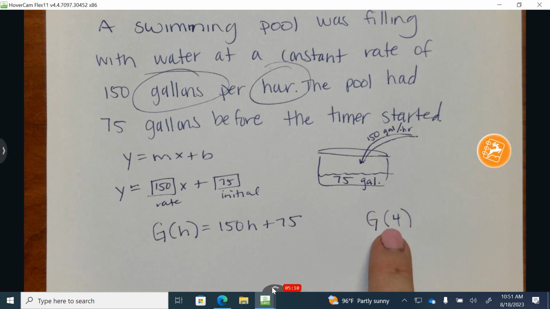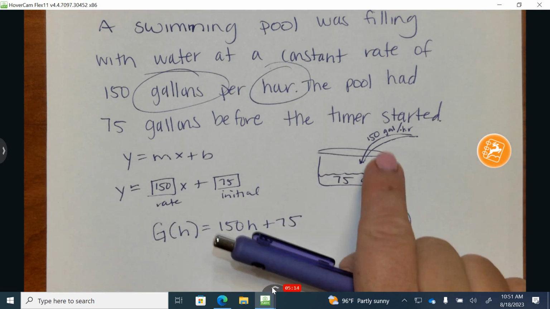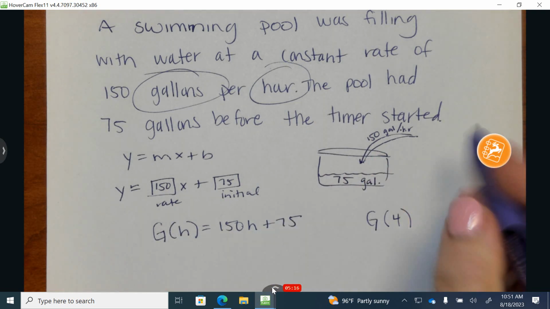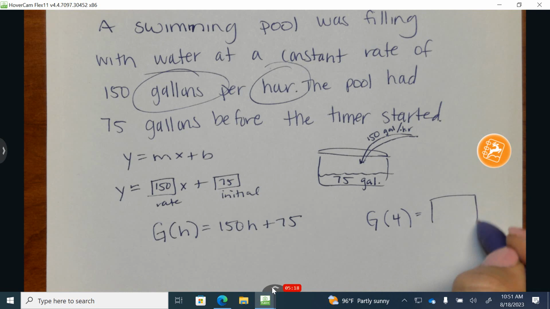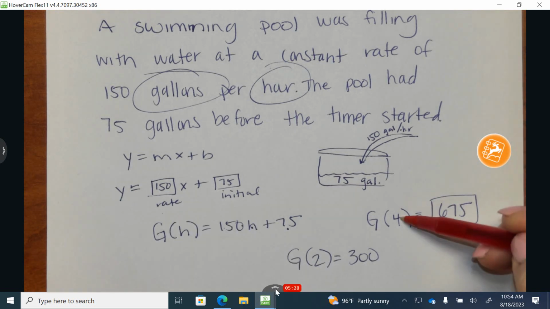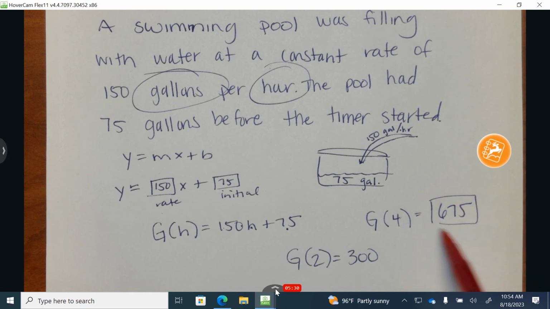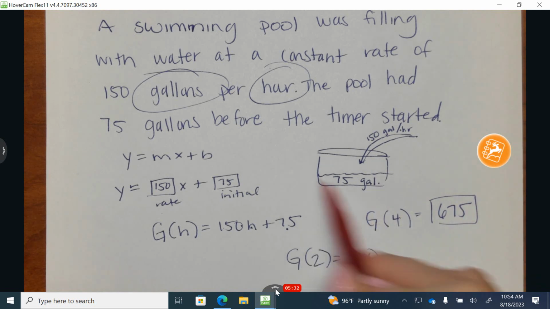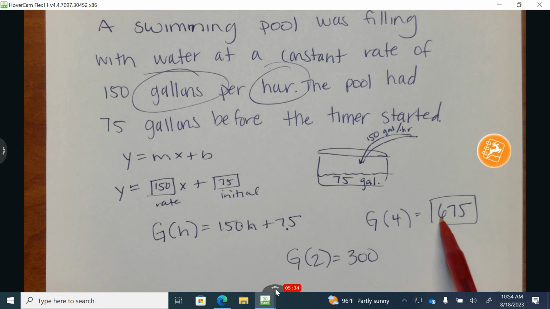If the timer tells me when to stop and measure the water after 4 hours, exactly 4 hours, how much water can I anticipate will be in the pool? So this statement right here says that after 4 hours, the timer stops, and we can assume 675 gallons of water is in the pool. This is a true statement.